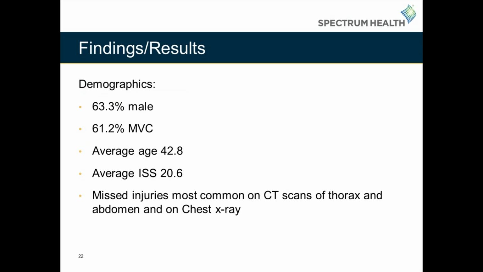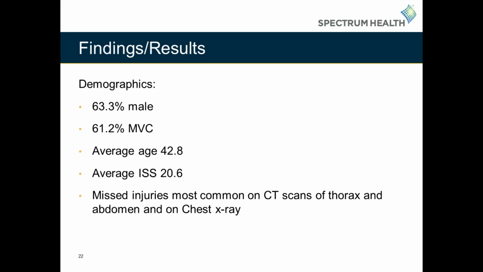To nail down a little further, about 63% of those missed injuries were in the males, which we know that usually the male population is the higher trauma population. But MVCs were 61% of the population, complex injuries. And then average age was about 43, and the injury severity score was 20.6.